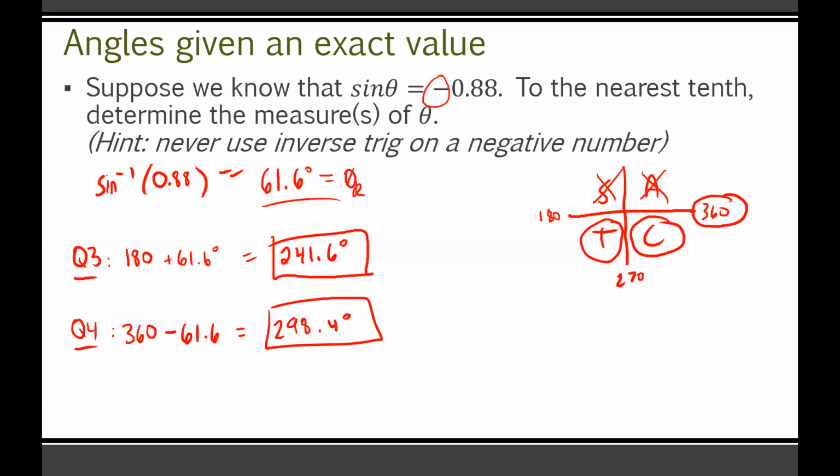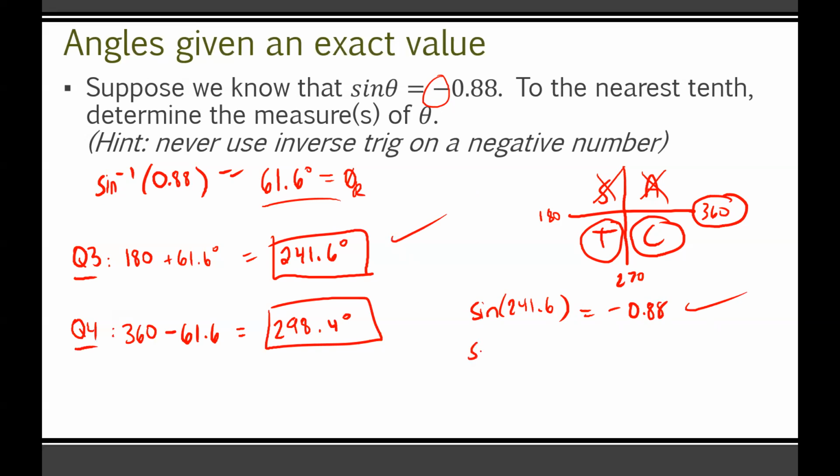Just like the last one, it's redundant. You don't have to do this, but just like the last one, you can test your answers by taking sine of 241.6 and throwing that in your calculator. And it should give us pretty darn close. It gives us very close to negative 0.88. Negative 0.88 is really close to what it gives us. So we can say that one's pretty much confirmed.